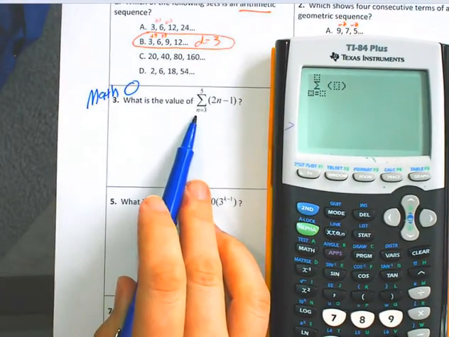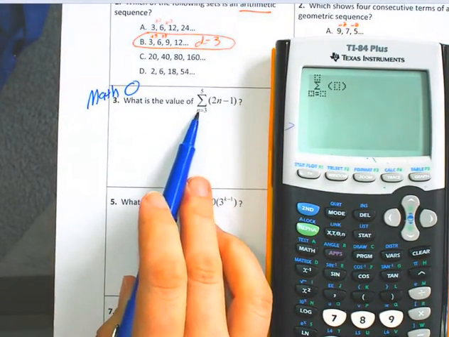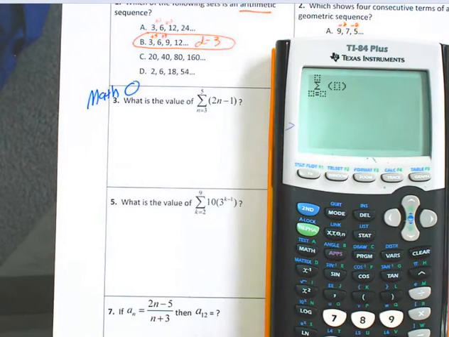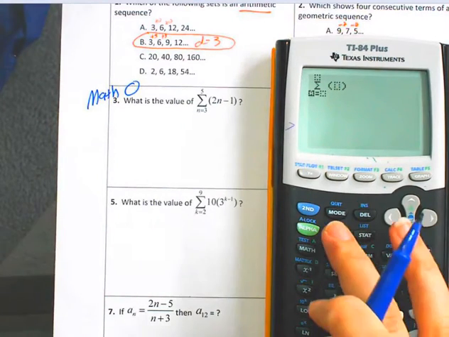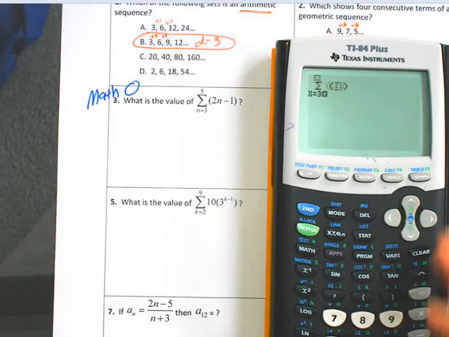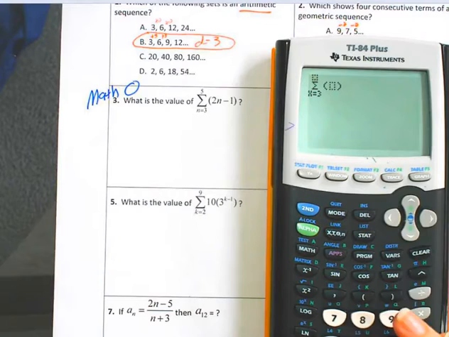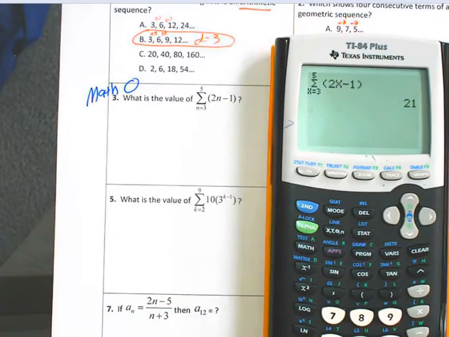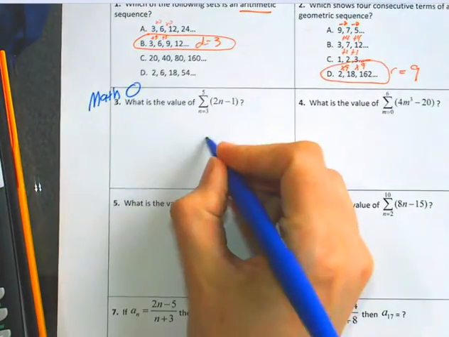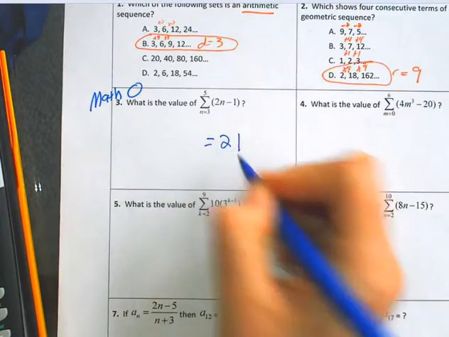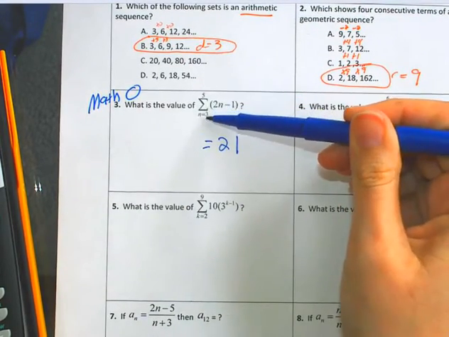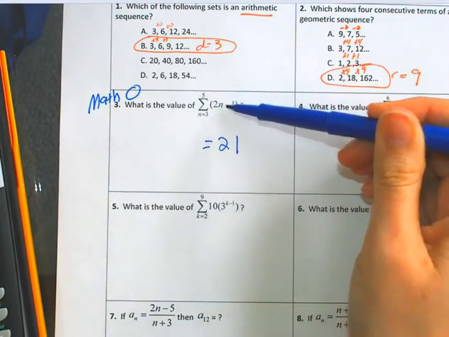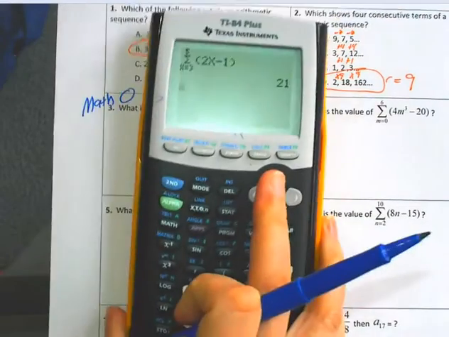Except this example gives you n as your variable, but I'm just going to use x, which is fine. You can put x in there. You can use n as well, but I'm going to use x. So x equals 3, arrow over to 5, and then 2x minus 1. That gives you 21. So you're looking for the sum from 3 to 5 of the expression 2n minus 1.